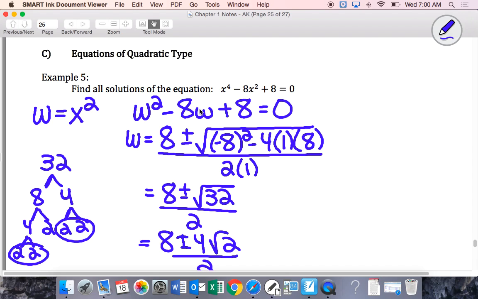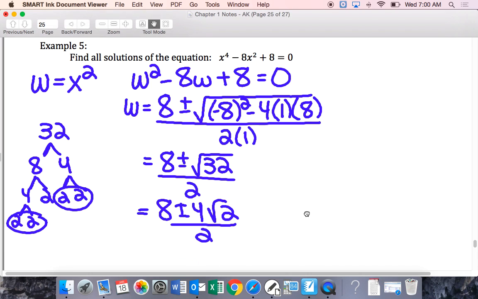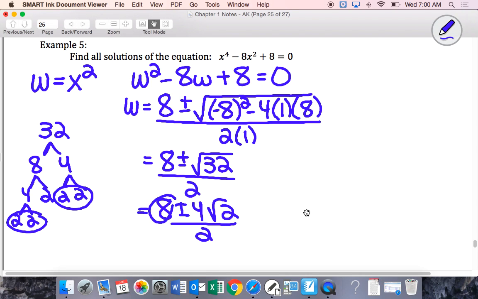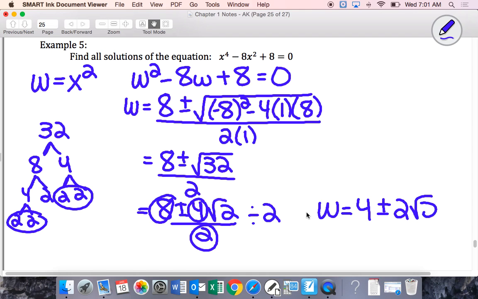But remember what I said. If you can divide, then we want to divide. So if I look at 8, 4, and 2, all of those can be divided by 2. So that means my final answer for my w is going to be w equals 4 plus or minus 2 radical 2. So that's my w. But remember, w is equal to x squared. We want to solve for x. So we have to let x squared now be equal to 4 plus or minus 2 radical 2.